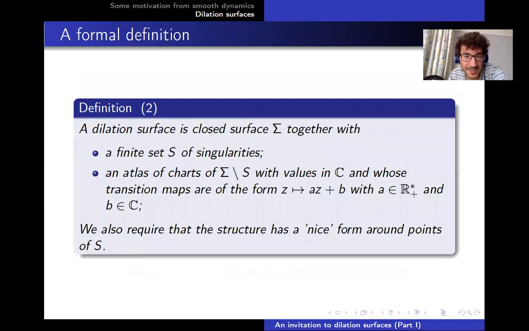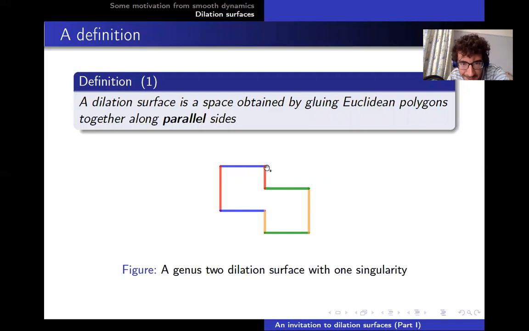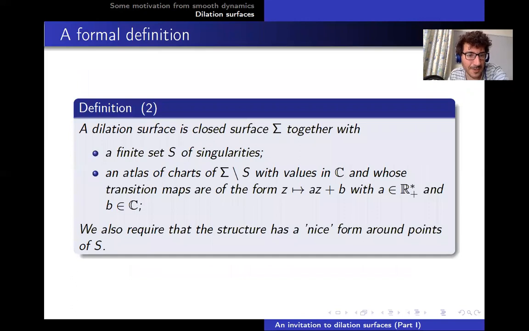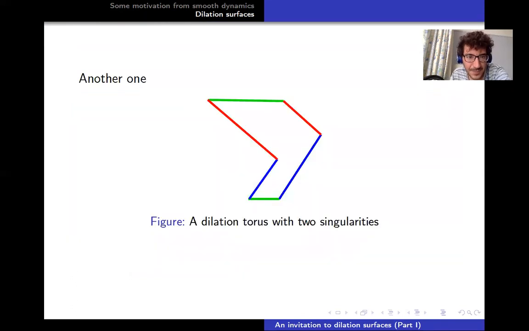Another definition, if you like something very formal in the sense of (G,X) structures, is a map with an atlas of charts for which transition maps are affine with a real linear part. And then you have singularities, so you have to be a bit careful about what happens to account for the vertices of the polygons that you draw. And again, I can let you work out what kind of singularities you need to allow. Another example, so you get interesting dilation tori, which wouldn't be the case in translation surface theory.